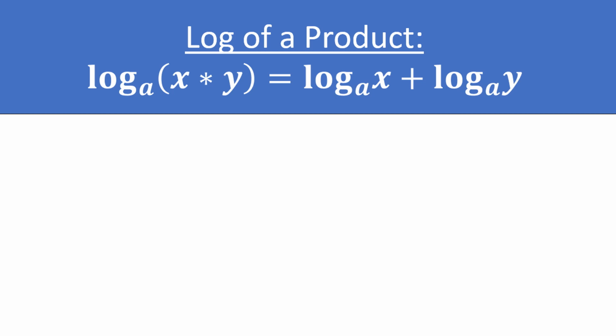This property can be used in both directions. If you have two separate logs in your problem that are added and they have the same base, you can write them together as one single log where the arguments are multiplied. Alternatively, if you have the log of two numbers multiplied together, that can be rewritten as two separate logs.